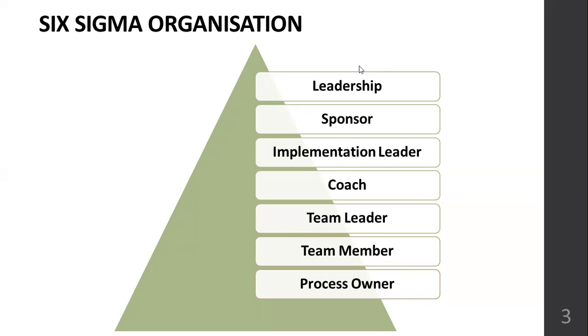Implementation leader is more like a supervisor. If you know what is the role of a supervisor, a supervisor may not be involved in hands-on work. The supervisor's role is just to go and see if everything is running okay or not. It's like a property manager, just seeing that everything is in its place.